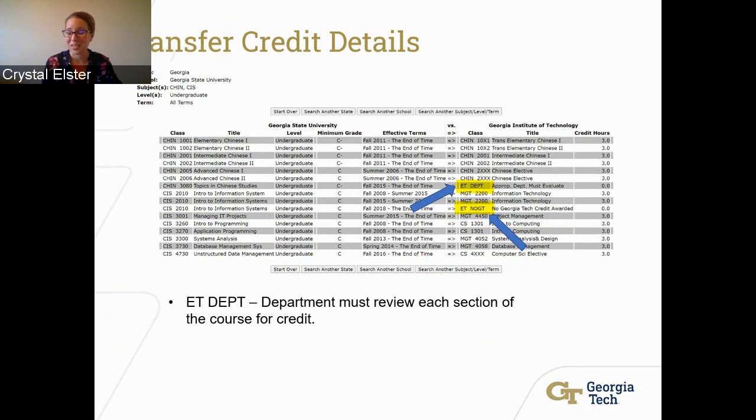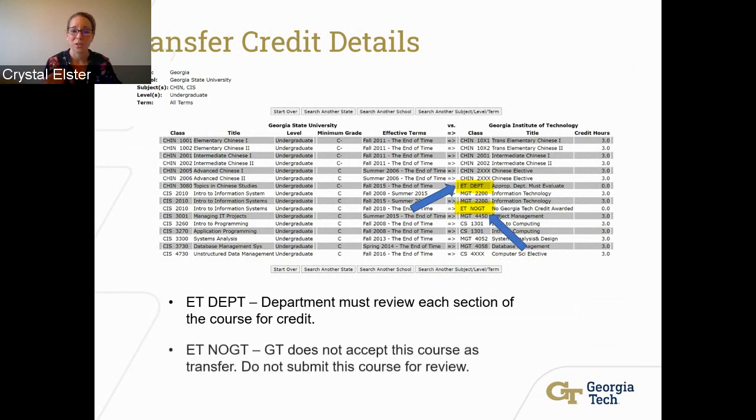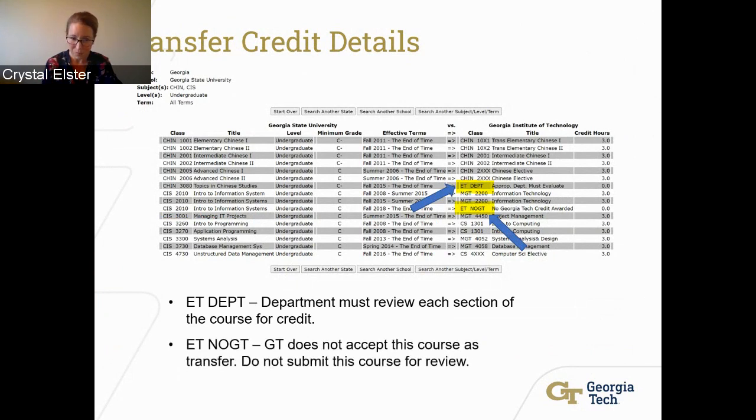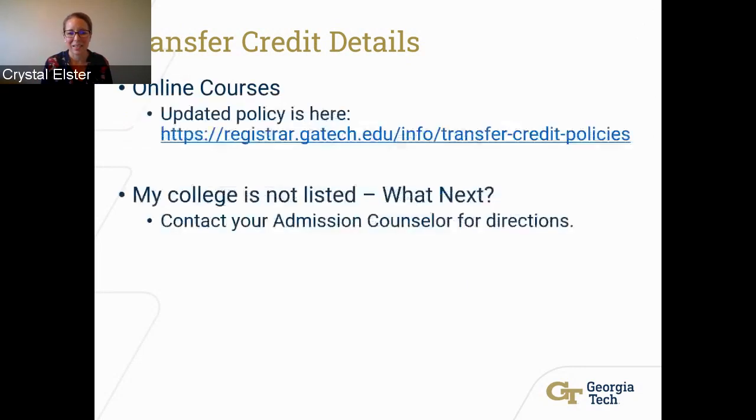So like I said, if you see ET department, it means the department will have to review that syllabus once you are admitted to Georgia Tech. If you see ET no GT, that means that there's no GT credit awarded and there are no exceptions to that. The department is not going to review the course again. It is a non-transferable course to Georgia Tech. And we'll go over in a couple slides a little bit later about reviewing courses and having them reviewed in more detail by GT faculty.